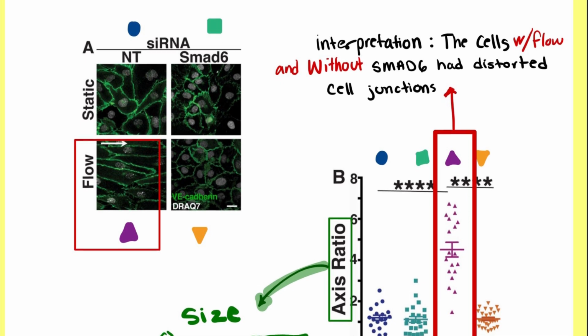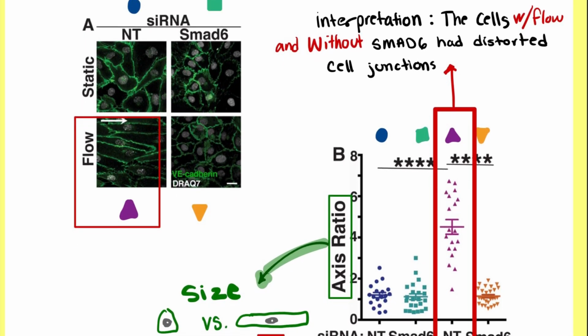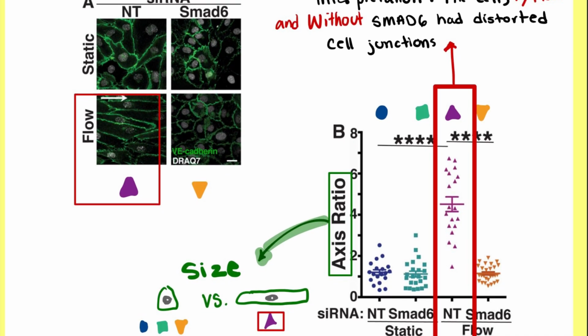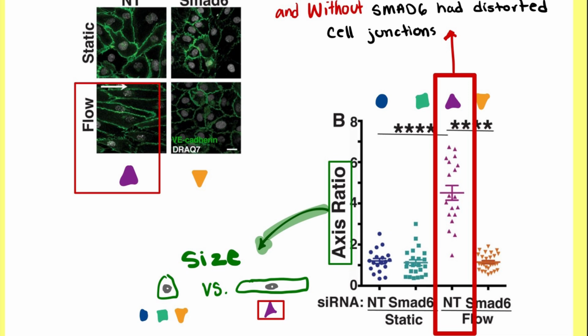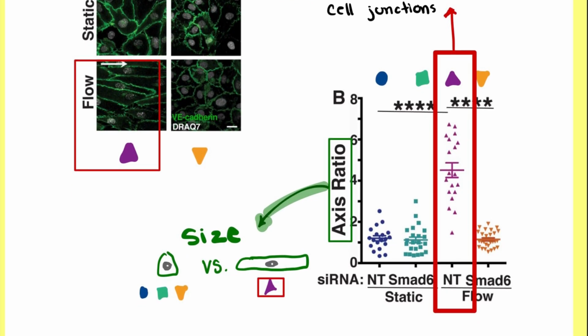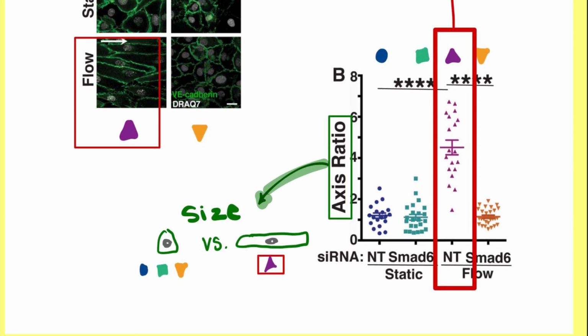This difference is significant, therefore concluding that the cells without the SMAD6 protein and also placed under flow will most likely have distorted cell junctions. So today we can take away that immunofluorescence images can help create data which can then be interpreted into a conclusion.